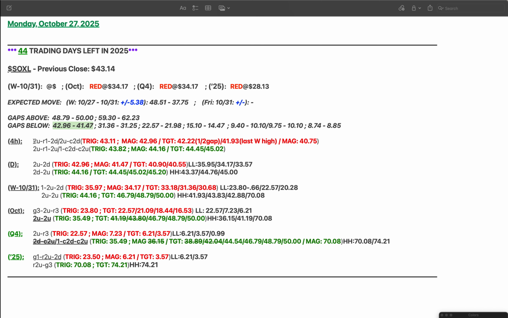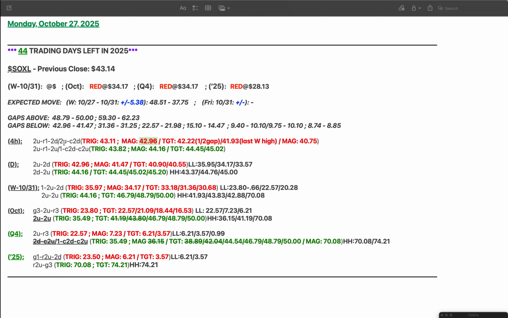And then looking at the intraday trades, the 4-hour chart, if we get price action to the downside, we trigger the 2-1-2 down, which doesn't have a lot of magnitude. And so if we reach it and breach it, then we get the 2 up combo 2 down. So that triggers at 43.11. The 2-1-2 down magnitude is 42.96. So again, not a lot of magnitude.